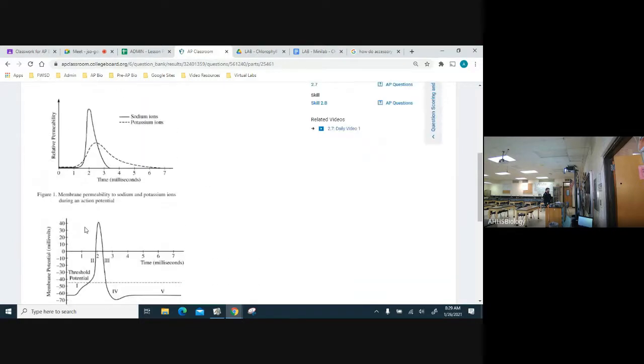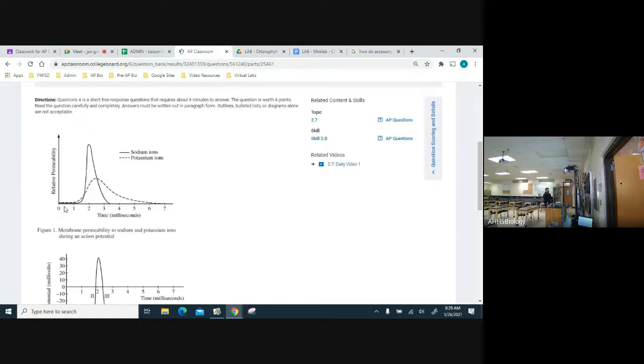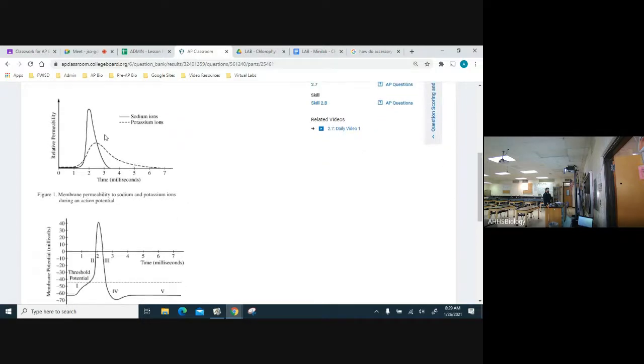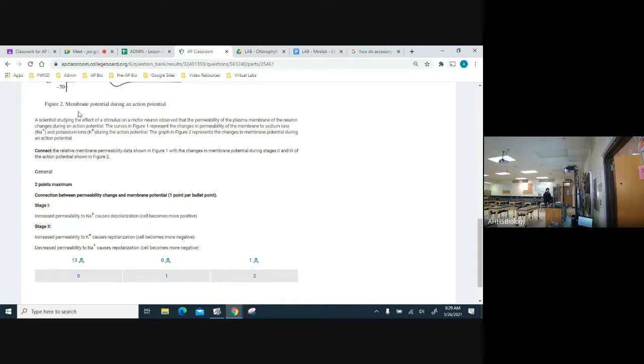But actually, it should be easier than you think, because the graphs are lined up, and they do that on purpose. So this graph is going up. Membrane potential is going up, and that happens as sodium ions are entering the cell, or as the membrane becomes permeable. So that means sodium is causing depolarization on the uphill graph right there. And then the movement of potassium ions out causes repolarization. Those are how you connect the relative membrane permeability data in figure 1 with the changes in membrane potential in figure 2. And that's exactly what it says right here. It's about figuring out how those graphs line up.